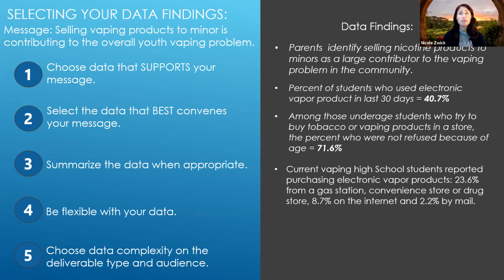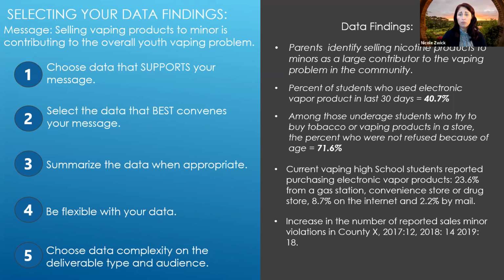And other times there's not enough data that's supporting your message. Then you want to go back to your data and see what else you can find. Here we're finding another data finding from the state retail compliance data, saying that we've got some violations that occurred through these years. So this would be important to support our message.